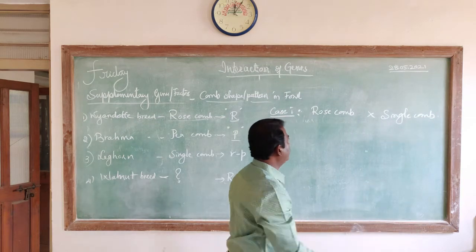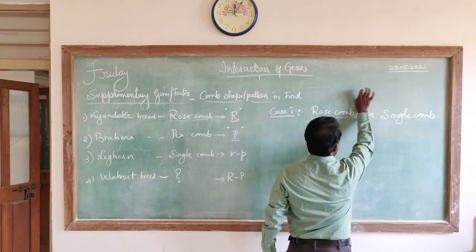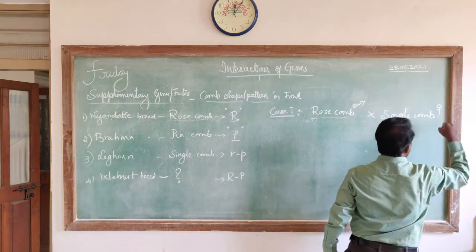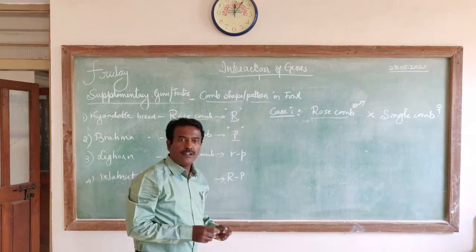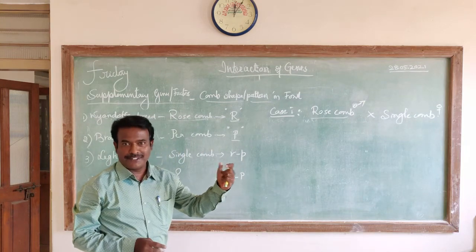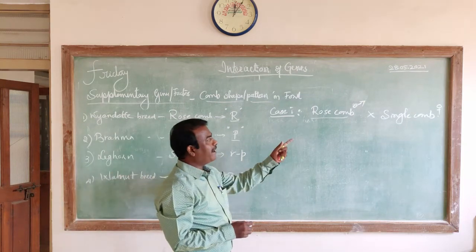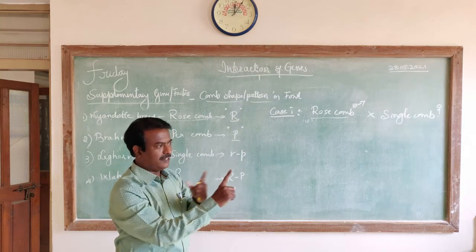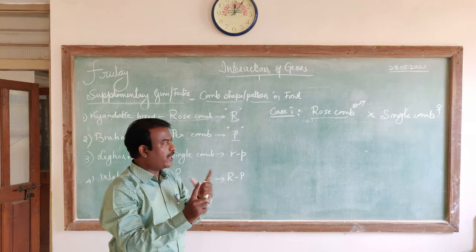But please remember, rose comb, this must be male. This must be male. This must be cock, this must be hen. That is what we call a cross. Cock and cock cannot interbreed. Then hen and hen cannot interbreed. Cock and hen, male and female, they should, we can do the crossing.